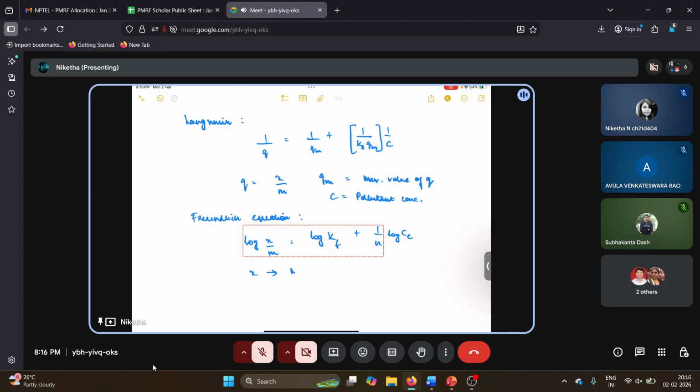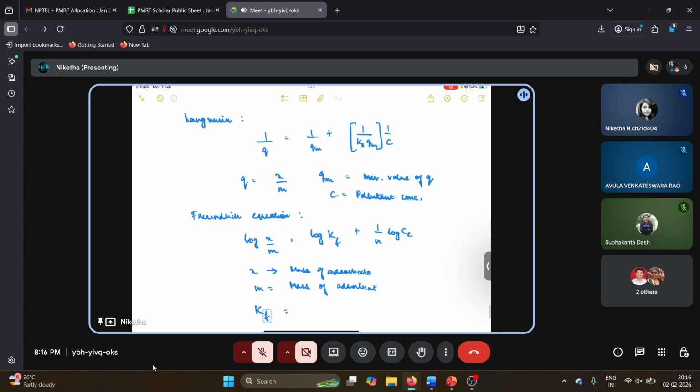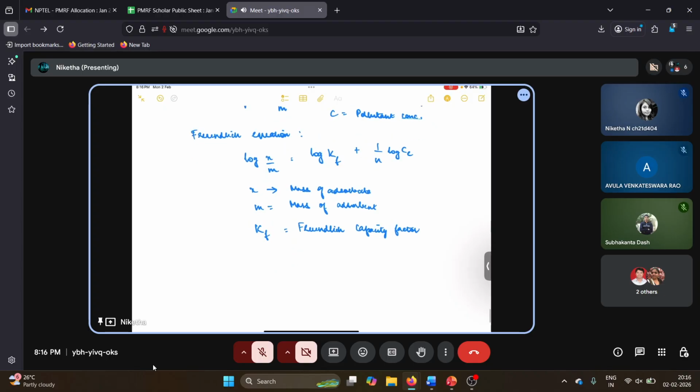So again, x is the mass of adsorbate. M is the mass of adsorbent. And Kf here, which is similar to Ka here, is the constant. So here it is the Freundlich capacity factor. And C is the equilibrium concentration of the adsorbate in solution.